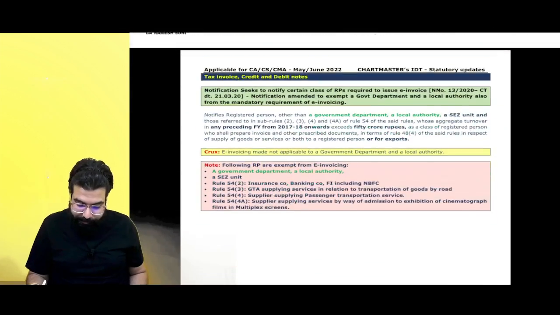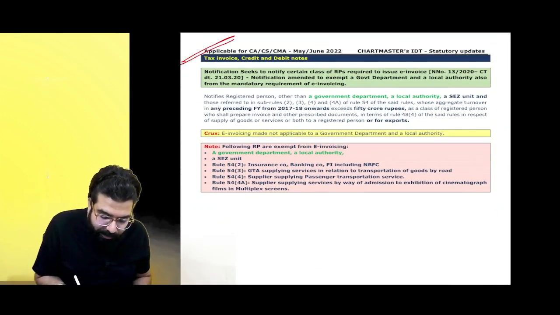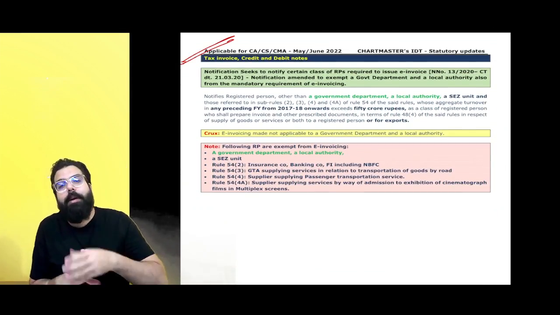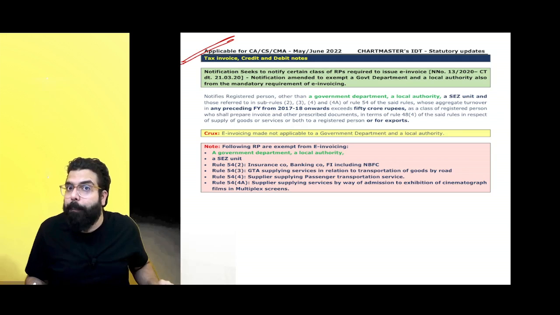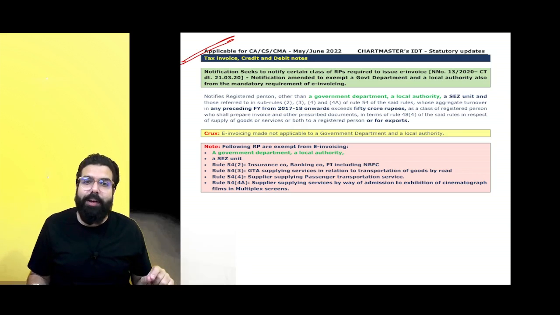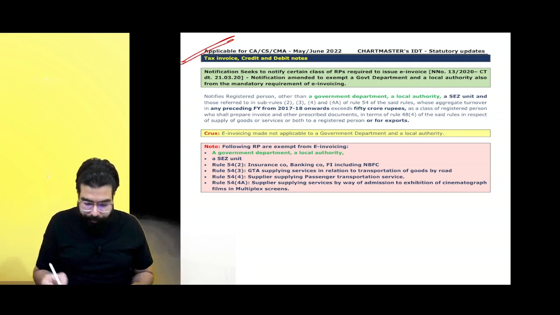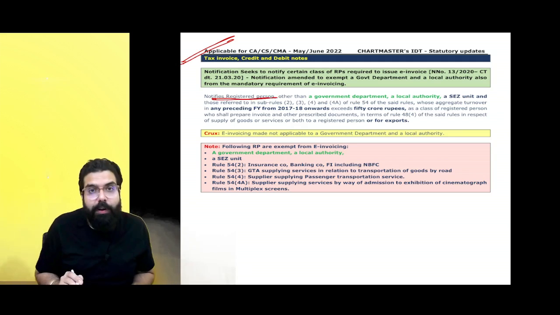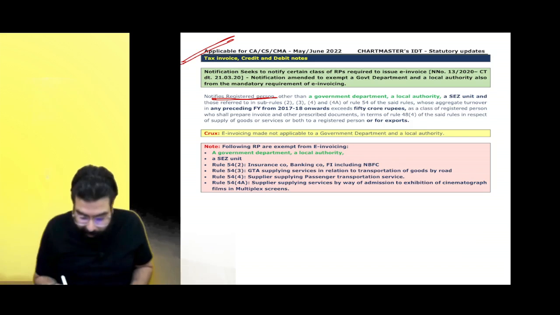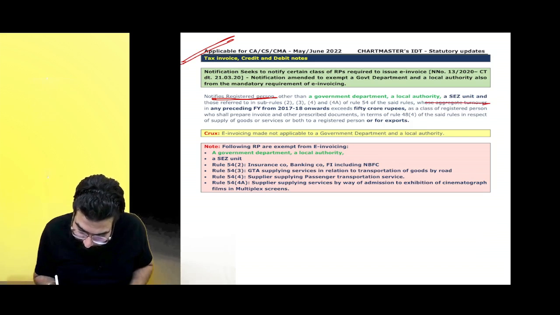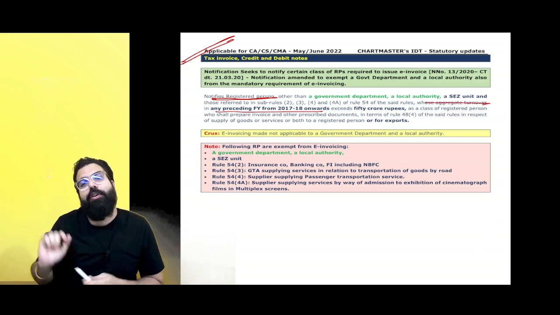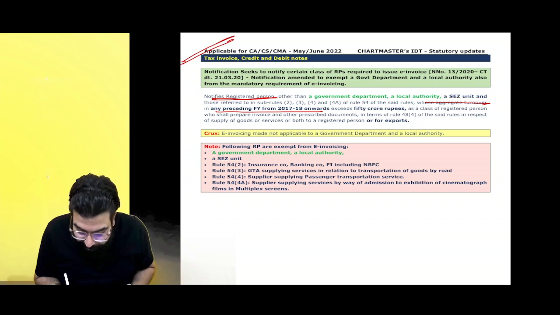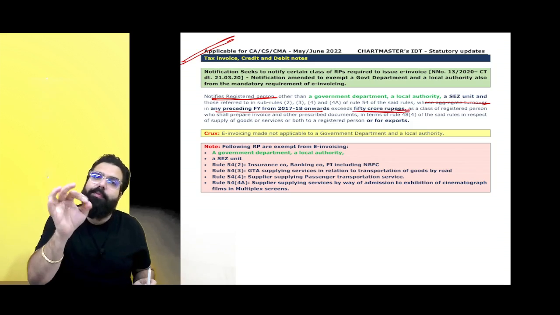Chalo, let's go ahead. Tax invoice chapter. So in the tax invoice chapter, what is the amendment? I hope you guys remember, the e-invoicing provision was there, that any registered person whose aggregate turnover in any preceding year from 2017-18, 2018-19, 2019-20, 2020-21 exceeds 50 crore rupees has to do e-invoicing.